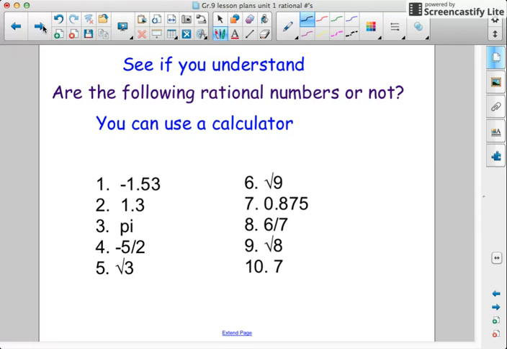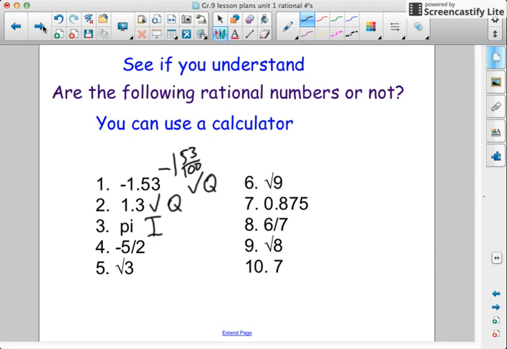So negative 1.53, well, that can be written as a fraction, negative 1 and 53 over 100. So that makes that one rational, or Q. 1.3, well, that's just a decimal that ends, so that could be 1 3/10. So that one's rational. So we'll say that one's also, put a Q beside it. Pi, we already said as an example, was irrational. That one we can represent with an I, because it doesn't end and doesn't repeat. You cannot write it as a fraction.